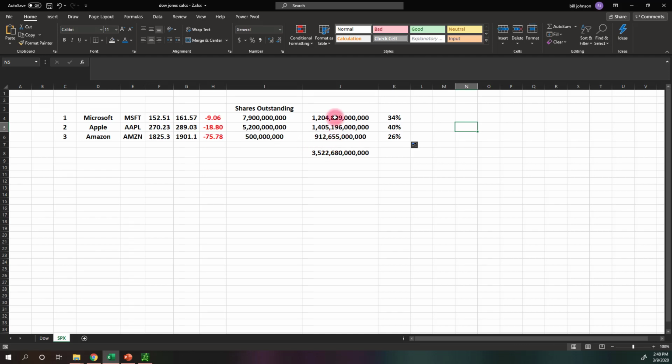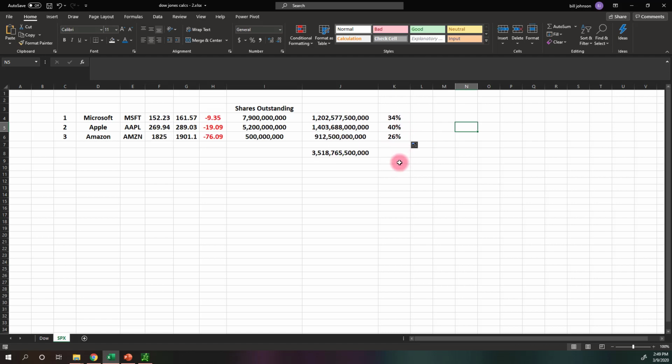So if we add up this entire column right here, these three numbers, we get this big number right here, about 3.5 trillion. And so this is how the S&P is calculating it. It's saying this market cap right here divided by this number is 34%. And then this number divided by the total is 40%. So if this was our entire index, these would be the weights.